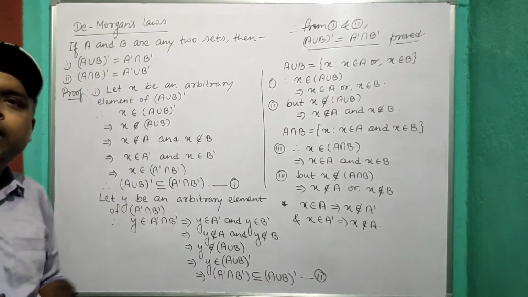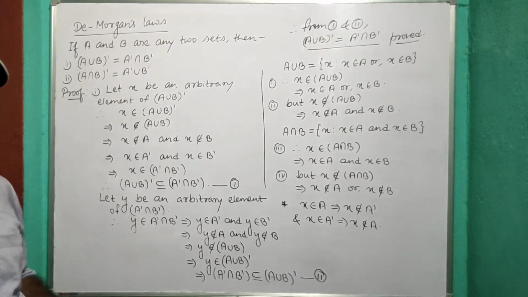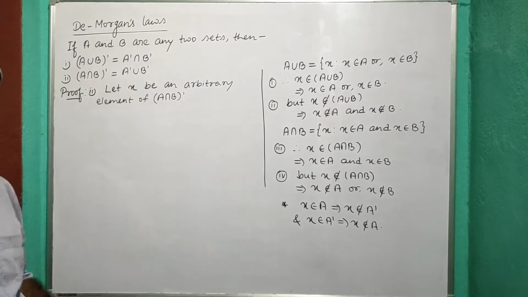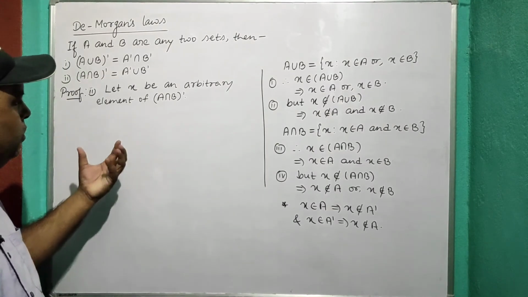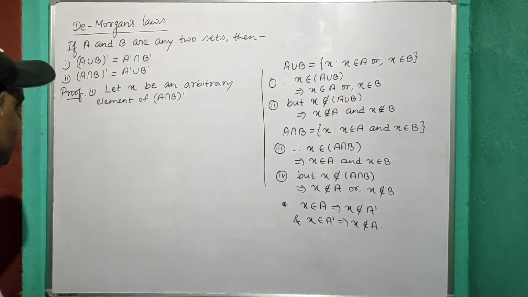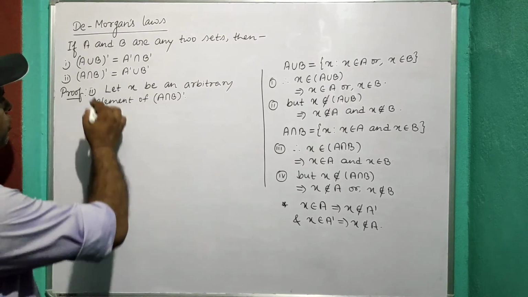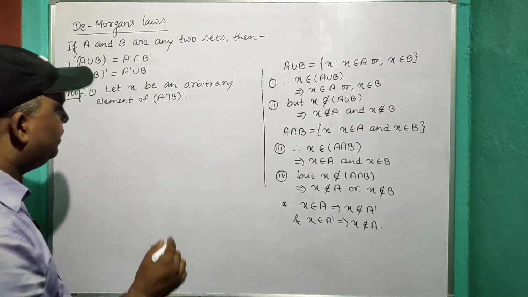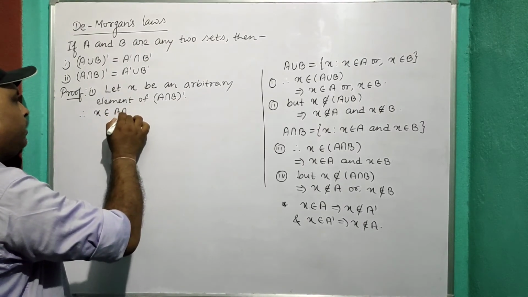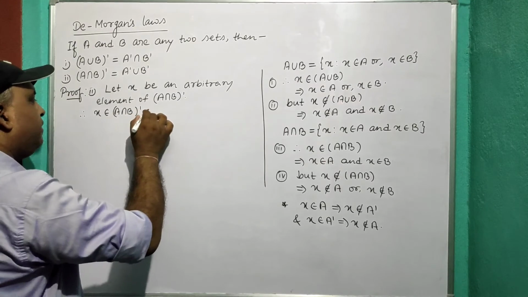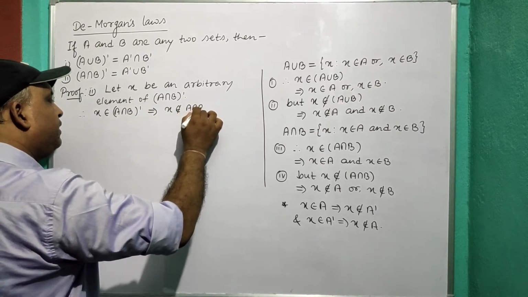Please write it down, and after this I am going to solve the proof of the second part, which is similar to this one. This is the proof of the second part, and it is similar to what we have done in the first part. So here also I have taken X as some arbitrary element which belongs to (A intersection B)'. Therefore X belongs to (A intersection B)' implies that X does not belong to A intersection B.